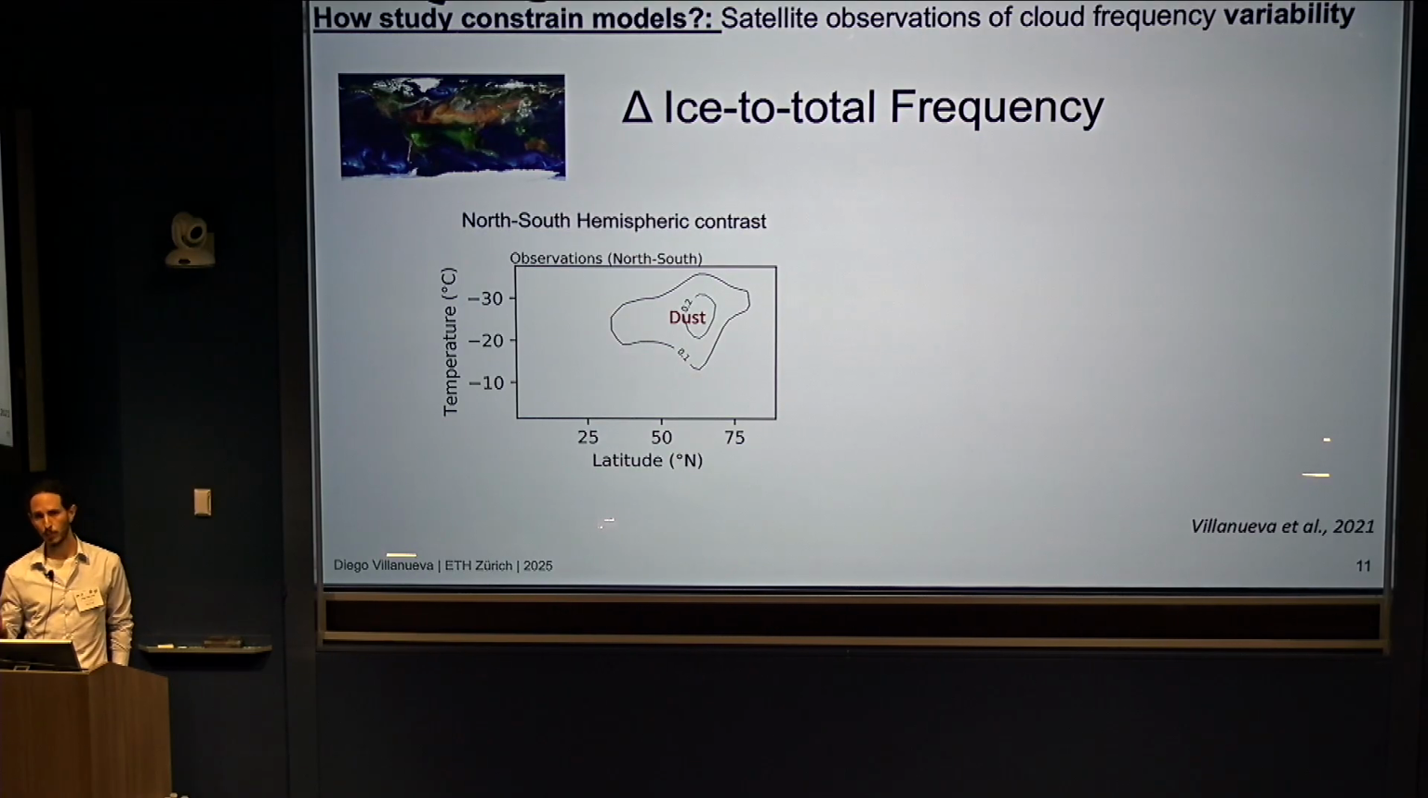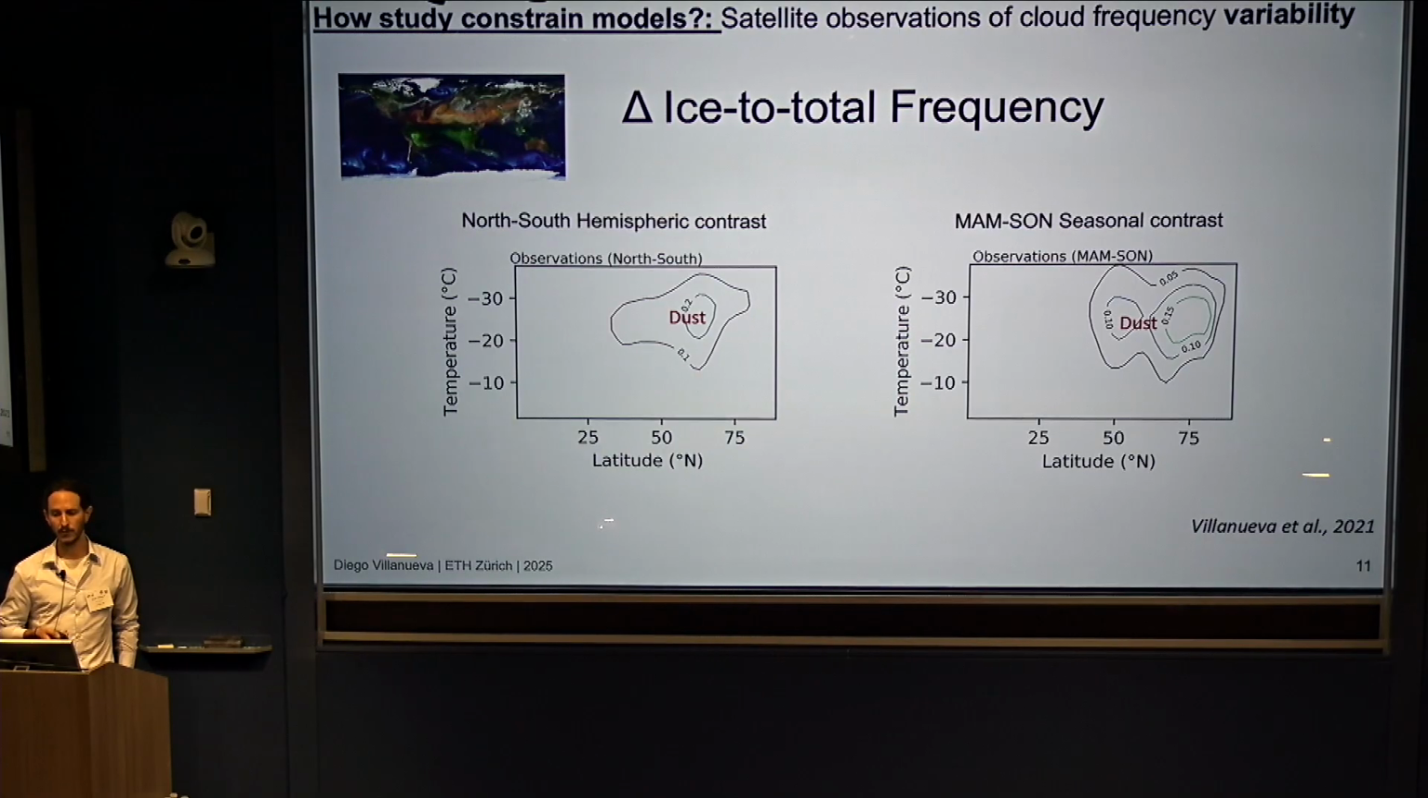And then we can repeat this for the temporal scale. So we look at the difference between spring and fall in the Northern Hemisphere, and then again we observe a really strong signal, about 5% more ice clouds, just at the temperatures and at the latitudes where we expect more dust, because we know this from satellite observations of aerosols. So now the game becomes, can we get climate models to replicate this?